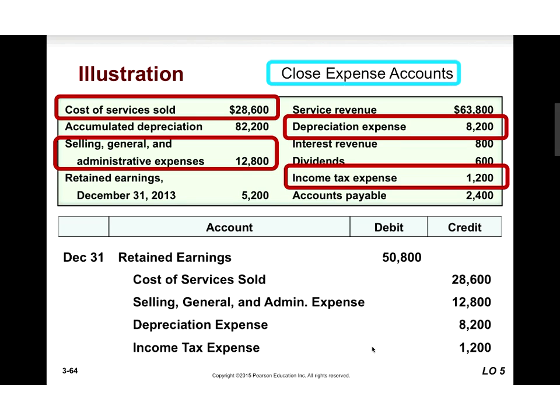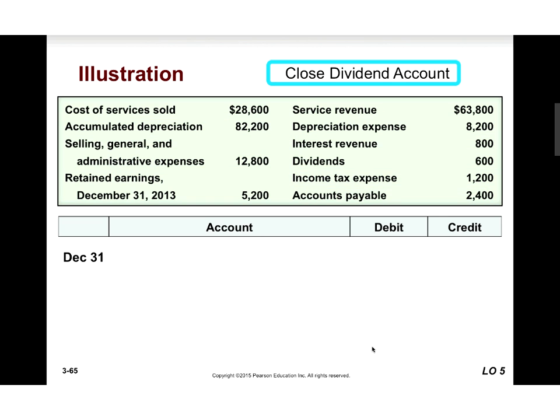Okay, so we've done the revenue closing entry, we've done the expense closing entry, and the next closing entry, companies may or may not have it. If they declared and paid a dividend, they will have it. If no dividends are mentioned, you don't need this next one, but you look for dividends. Close the dividends account. So what we're doing here is looking to see if they paid dividends, and they did. They have dividends of $600.